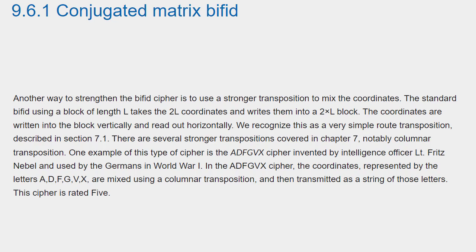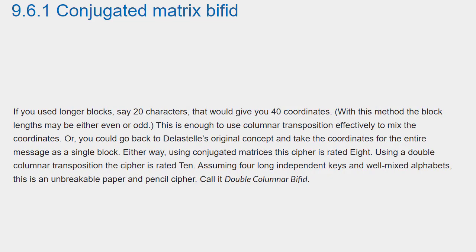One example of this type of cipher is the ADFGVX cipher, invented by intelligence officer Lieutenant Fritz Nebel and used by the Germans in World War I. In the ADFGVX cipher, the coordinates, represented by the letters A, D, F, G, V, X, are mixed using the columnar transposition and then transmitted as a string of those letters. This cipher is rated 5.